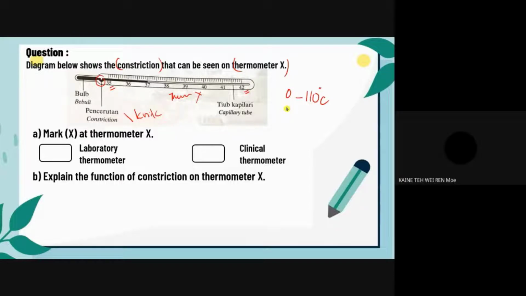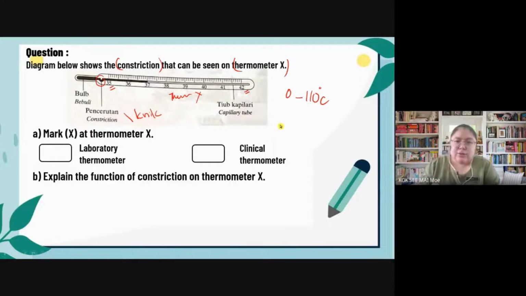Clinical. Okay, clinical. So that's why you got two hints already. We got the kink and also the reading, 35 until 42. So it's straightforward to know this one is a clinical thermometer. Okay, function. What's the function for this one, the kink?